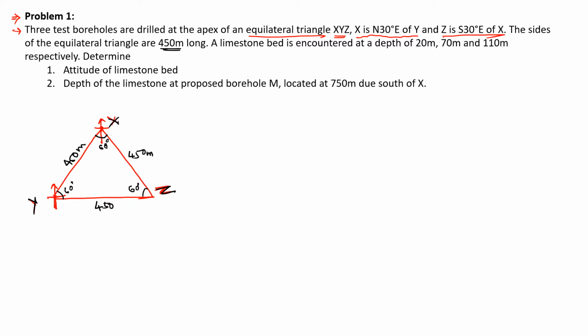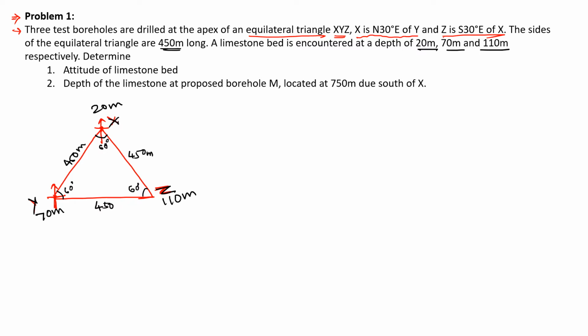What is the next part? A limestone bed is encountered at depths 20, 70 and 110, and they said respectively. What do you mean by respectively? X is 20 meters, Y is 70 meters and Z is 110 meters. So all three beds are given and we'll be plotting that part also. Next, they said determine. So the given data is over now; within this we completed the given data.